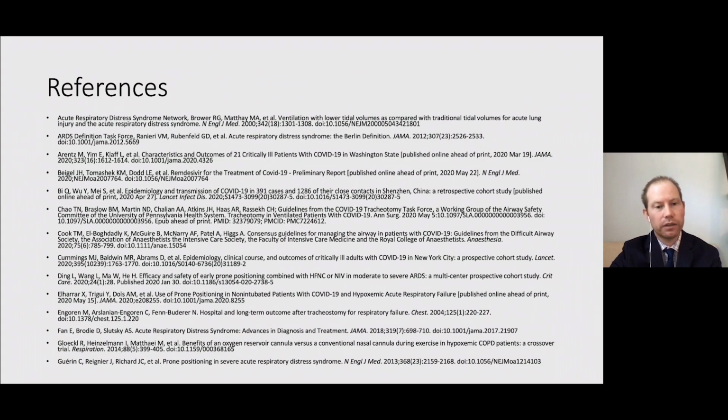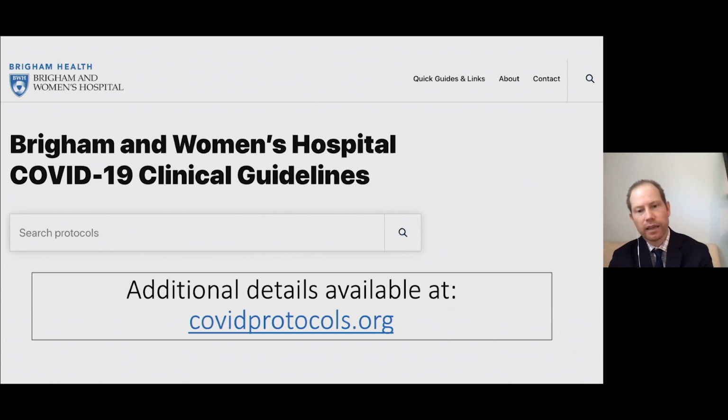References are provided here in case you are interested in reading more about this. And I'd just like to add that much of this information is available at covidprotocols.org, which is a site that we have been maintaining and trying to keep up to date with the latest COVID-related research, primarily related to ICU level care.